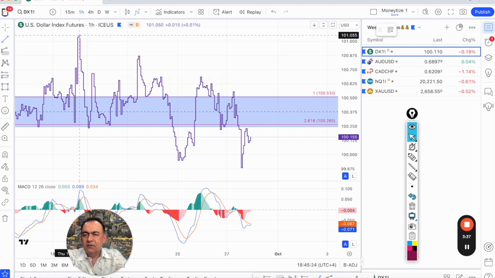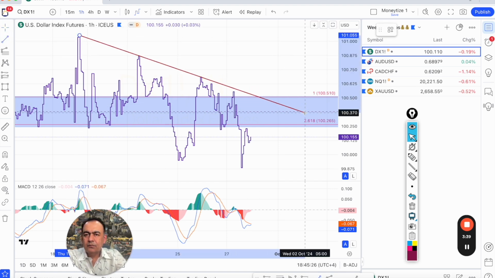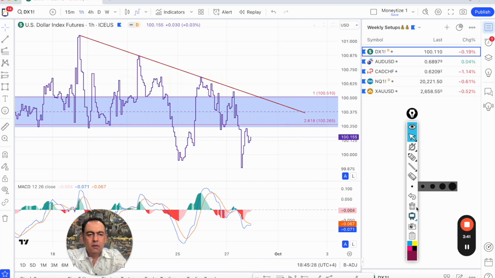Again, on the basis of the falling trend line, the buyers need to break above the falling trend line. So either this should happen, or they should directly break above 100.51, in order to regain control on dollar. So I'm expecting dollar index to remain weaker.